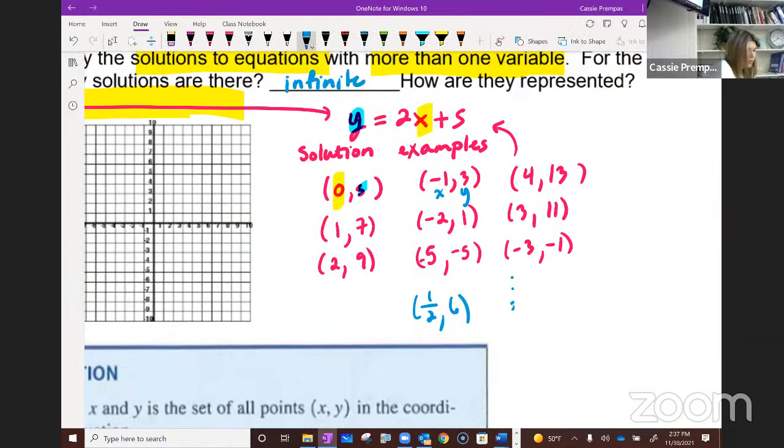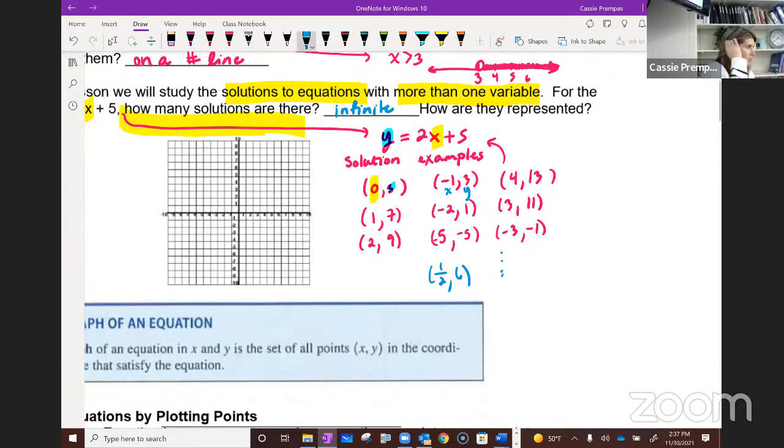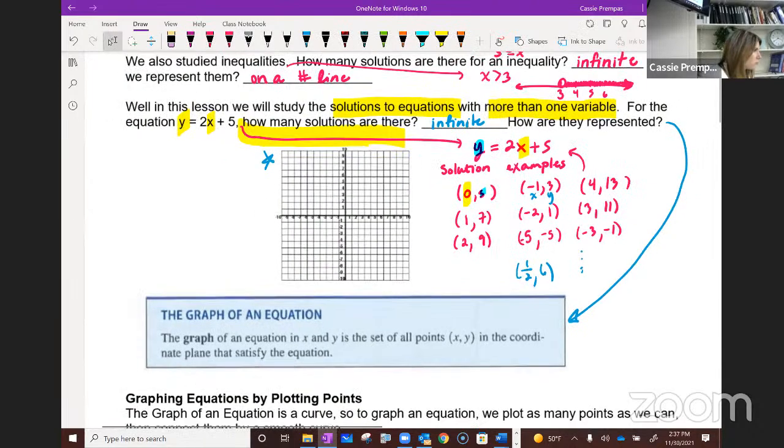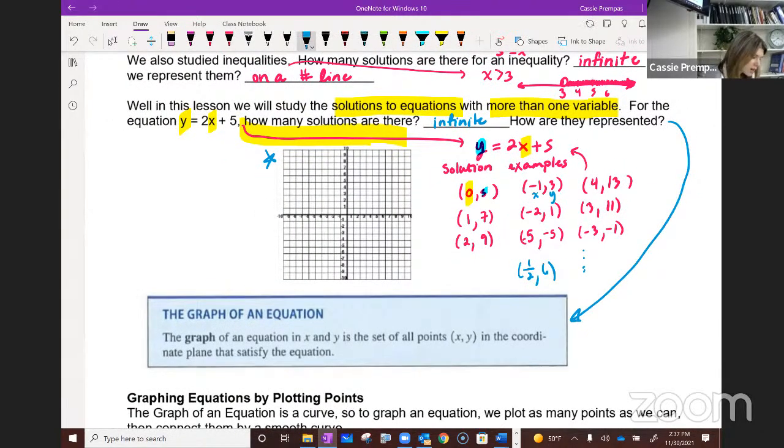Infinite. And this is the key. Infinite values of x were represented on a number line. Infinite values of x and y are represented on the xy coordinate plane. And this is kind of key. This is an answer as well. I copied this exactly from your book. The graph of an equation in x and y is the set of all points on the xy plane that satisfy the equation. That just means makes the equation true.